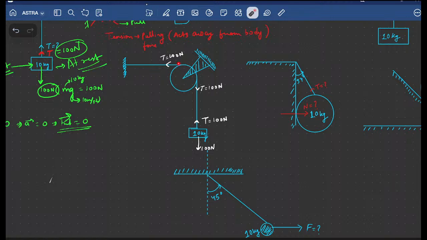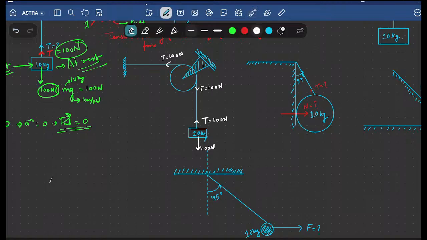Now understand my point very carefully. If I talk from this pulley's perspective, then you can easily feel that this pulley is experiencing 100 Newton in this direction due to this part of the thread, and 100 Newton in this direction due to this part of the thread, because tension always acts away from the body. That's why I've shown it like this. It will always act away from the pulley.